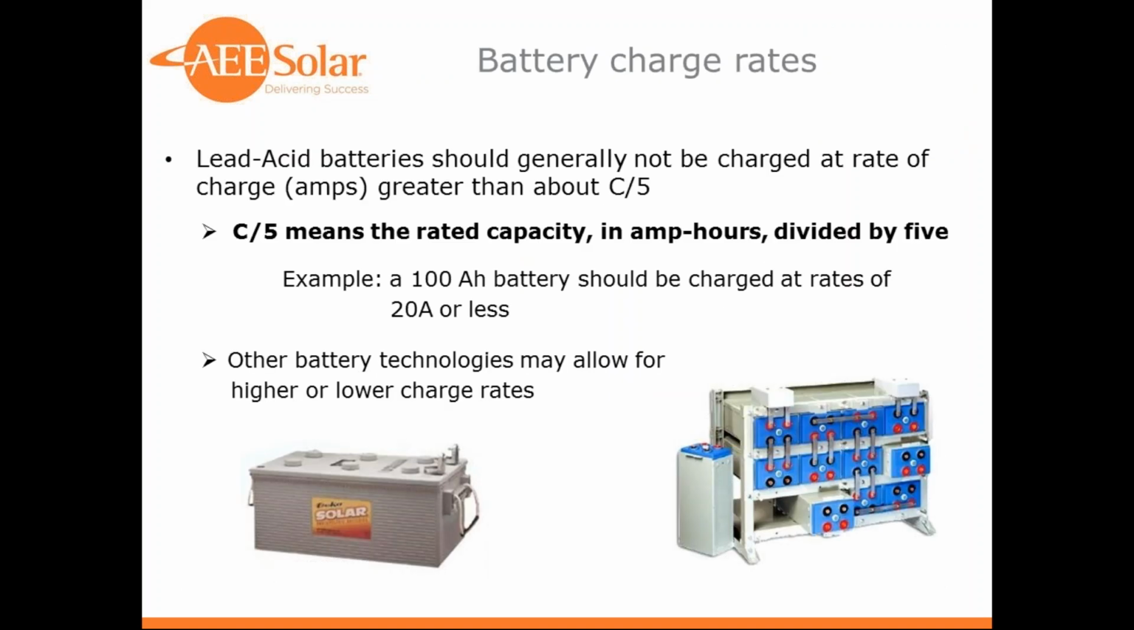So one thing to also be aware of is battery charge rates. Most lead-acid batteries should not be charged at a rate greater than approximately C/5. Capacity in amp hours divided by 5. So, for example, a 100 amp hour battery should be charged at rates of 20 amps or less. You really shouldn't charge it harder than that.